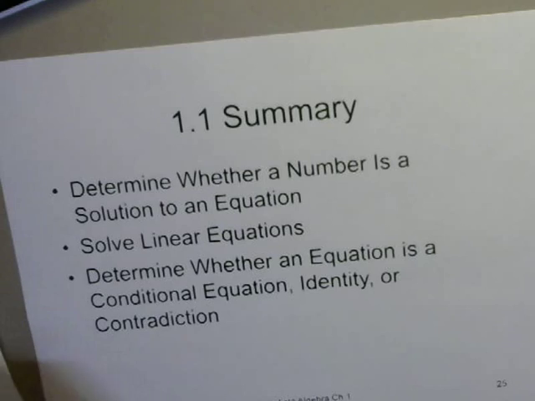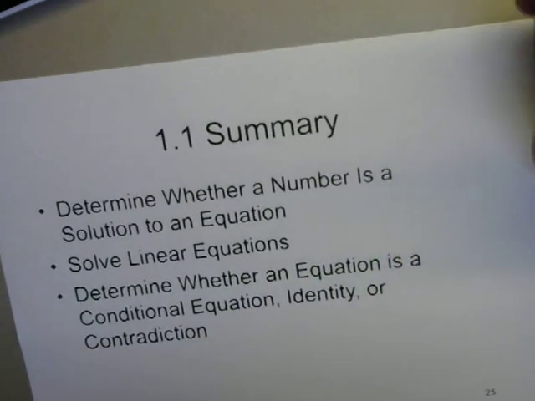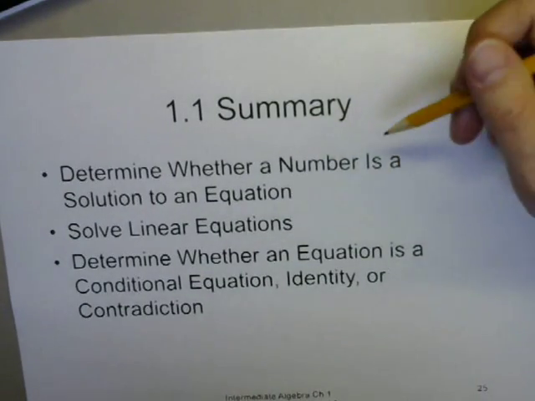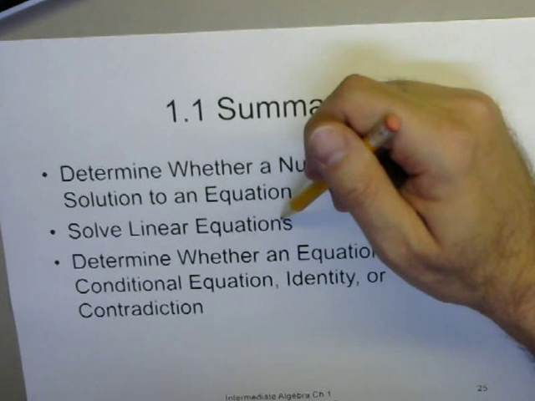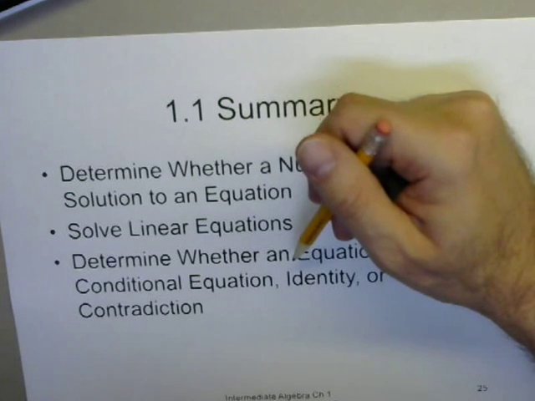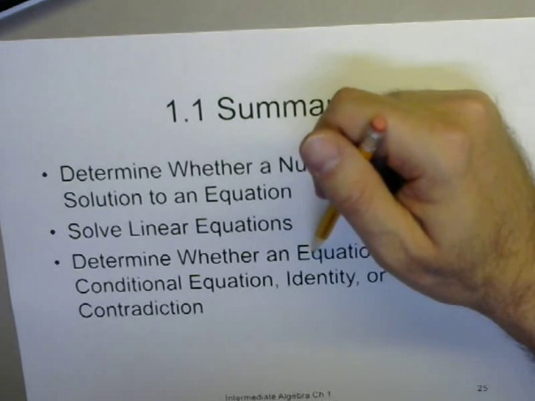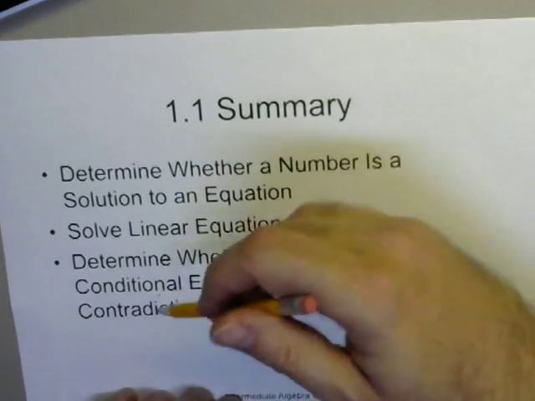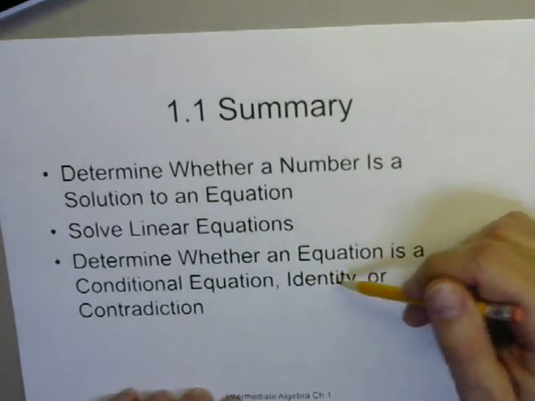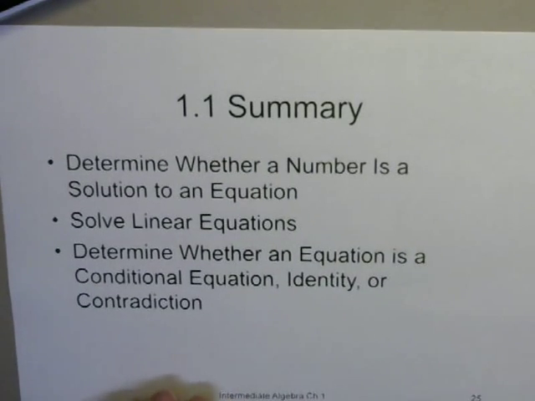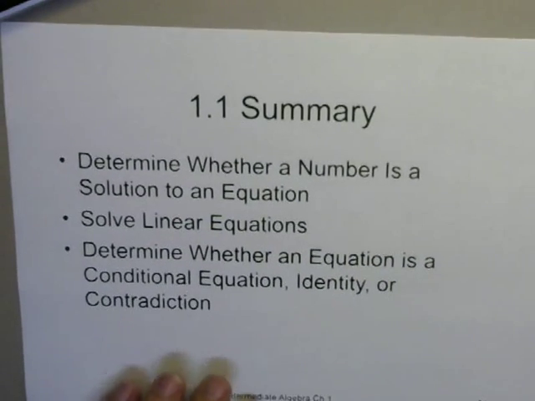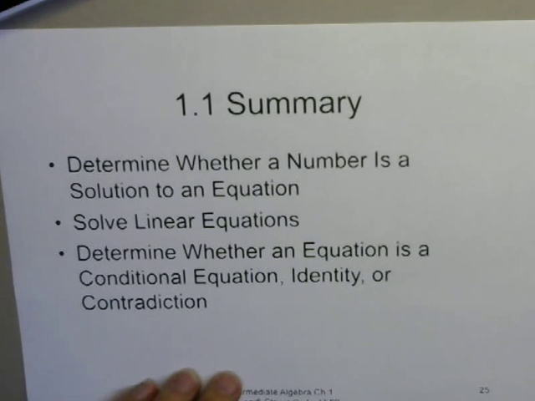Okay, so maybe just to summarize this chapter, basically we determined whether a number is a solution to an equation, and then we looked at solving a variety of linear equations, including equations with fractions and things like that. And then we wanted to determine whether an equation has one solution, all real numbers, or no solution. So hopefully that should give you enough of an idea of what to do for that section if you're not sure. So if you have any questions or problems, make sure you let me know.